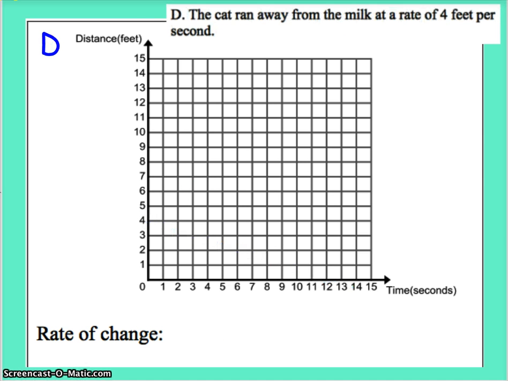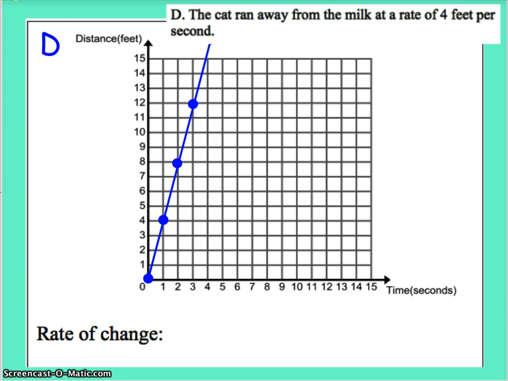So for situation D, the cat ran away from the milk. This means that he started at milk. So he's starting at the milk, and since we know that this 0 position is the position of the milk or the bowl, he's starting right there. And then he travels 4 feet per second. So 1 second over, and he went 4 feet away. 1 second over, and he's 4 feet away. So that's how I would graph this situation.